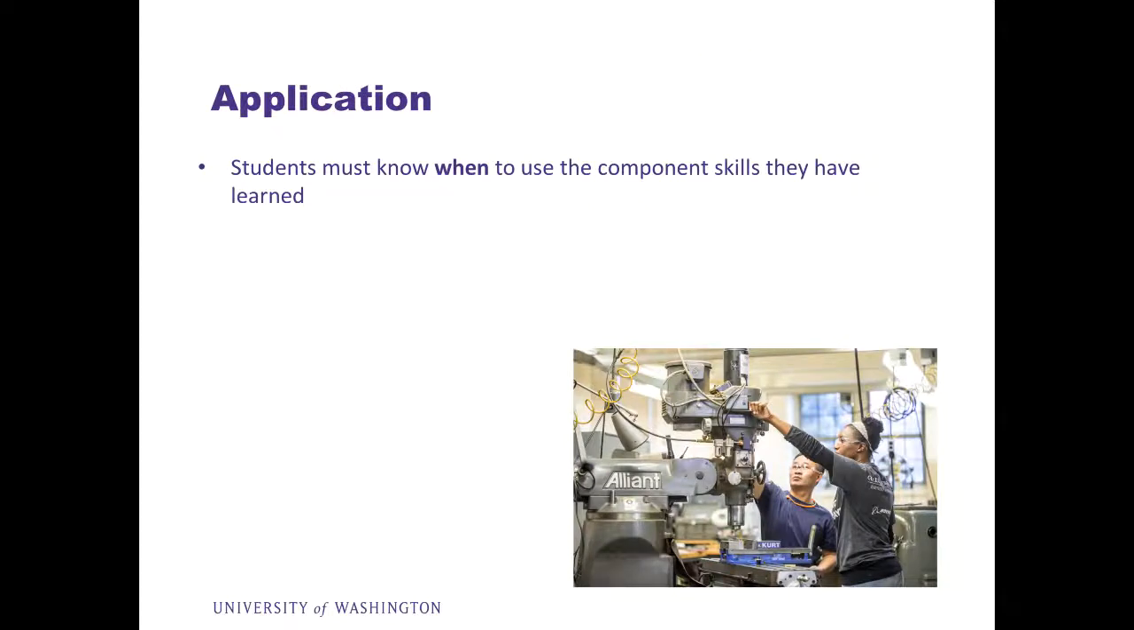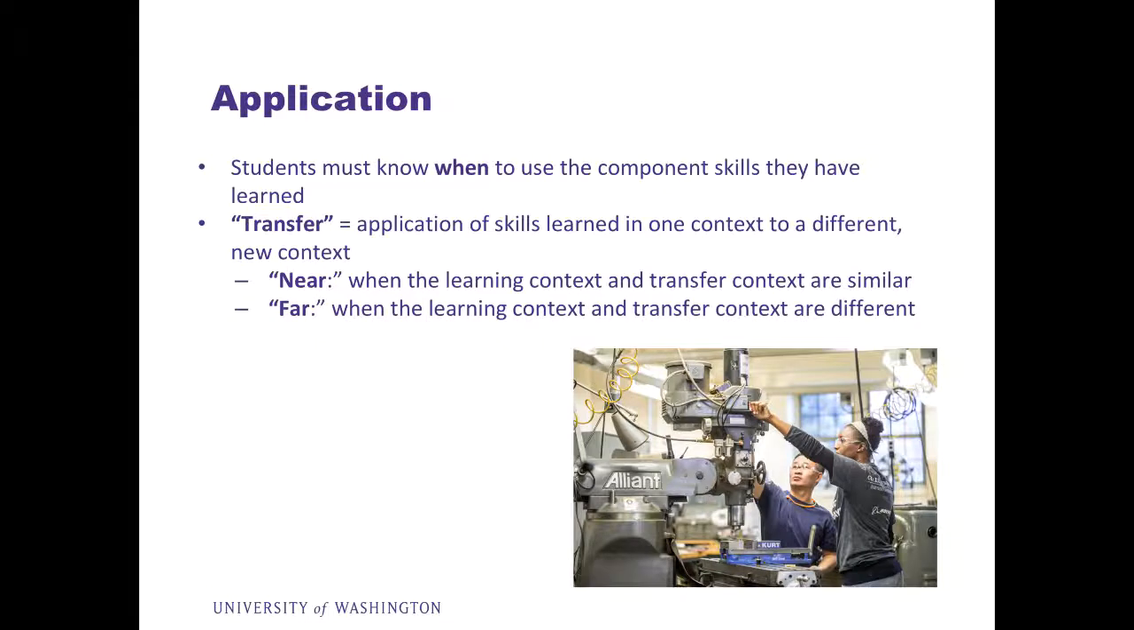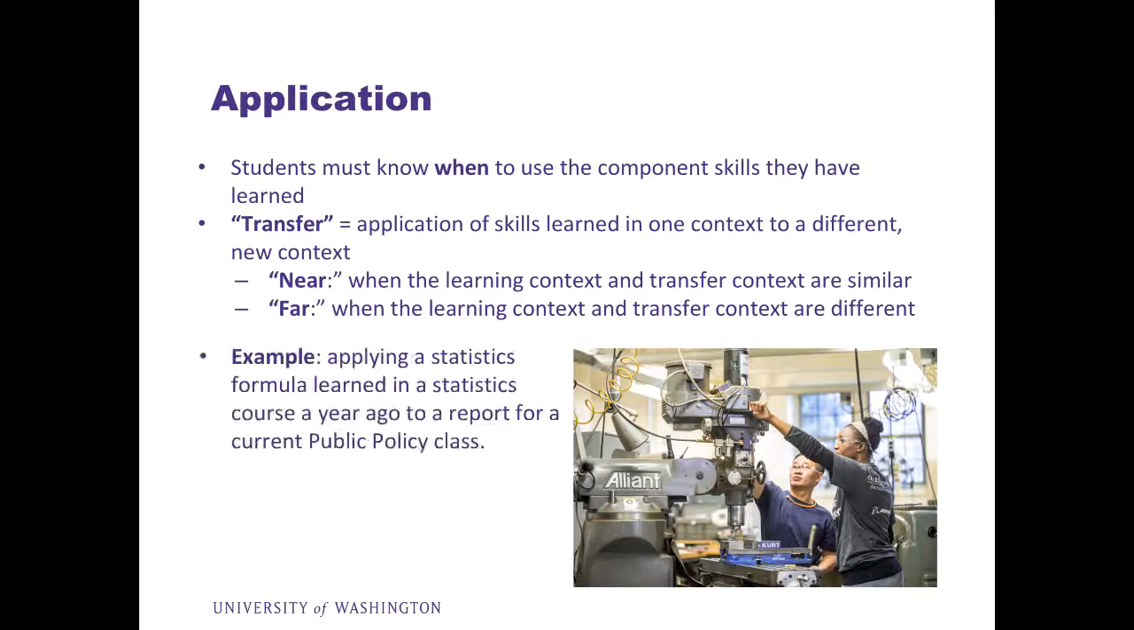Once students have been able to integrate component skills successfully, students must also know when and where to use component skills they have learned. Otherwise, they may not be able to apply them to other relevant tasks, or they might apply the wrong skill for that context. The application of skills learned in one context to a different new context is called transfer. Transfer is said to be near when the learning context and the transfer context are similar. And transfer is said to be far when the learning context and the transfer context are different.